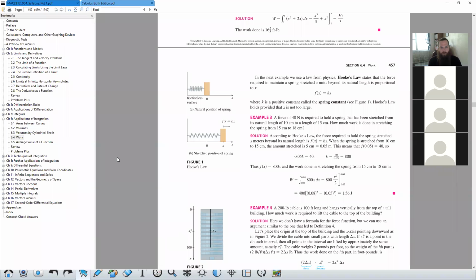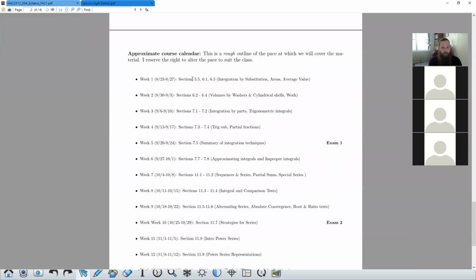So let me just show you really quickly here. IBP, trig integrals, that's next week. Okay, both of these are hard sections. 7.1 and 7.2 are integration by parts and trigonometric integrals respectively. Integration by parts, like I said, backwards product rule. Trig integrals, most of this section is about knowing your trig identities and being really comfortable with them. So please study up on your trig identities.